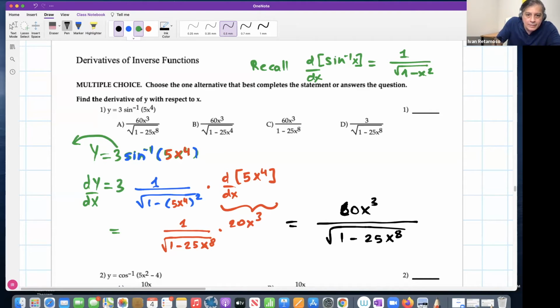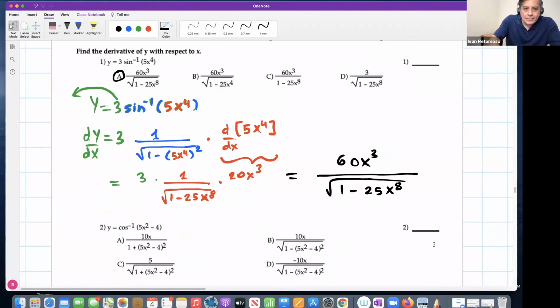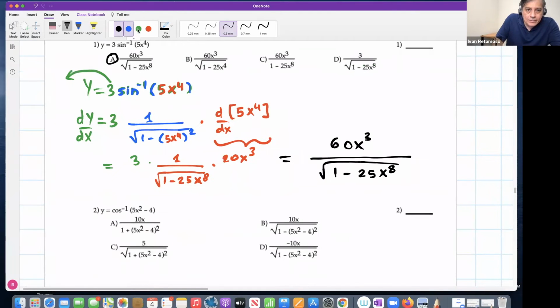Yeah, 60, this 3. Maybe we should put it here. Yeah, 3 times 1 times 20, 60. Very good. Okay, so this is the answer. Let's write it nicely: 60x cubed over this, right? Which is the first one. Very good. Can you try now number 2? I'm gonna leave this for you to have as a reference. Can you try this? And I will write here the formula.